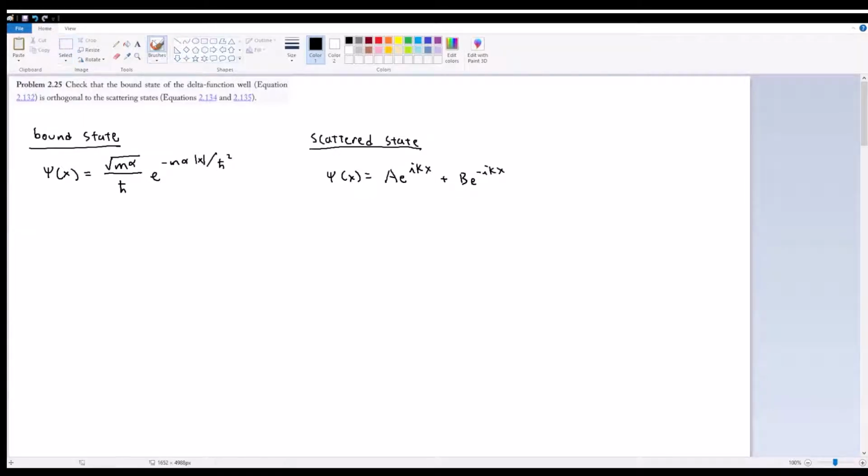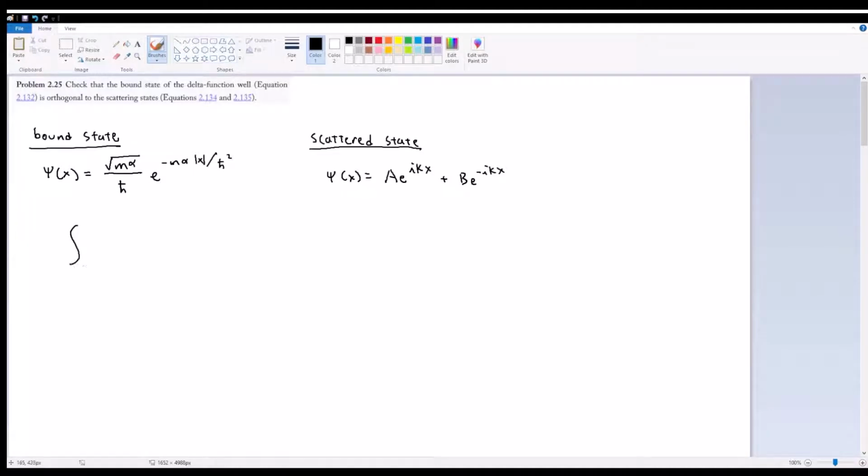2.25, we want to check orthogonality between the bound states and scattered states. So we have our bound states and we have our scattered states. Proving orthogonality is just a matter of showing that the infinite integral of psi star times psi, where one of these is the bound state and one of these is the scattered state, is going to give us 0. So let's do that right now.